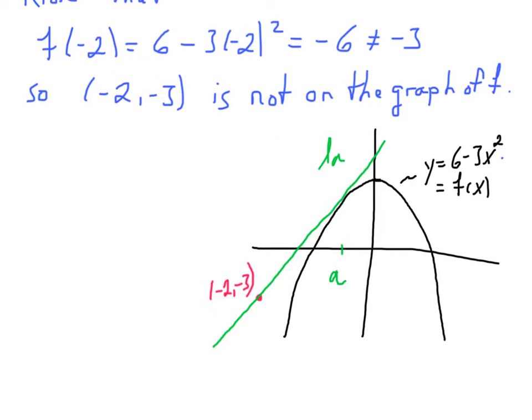Okay, well, what do we know about L sub a, this tangent line to y equals f of x at x equal to a? Well, we know in particular that it contains the point a, f of a, and it has slope equal to the derivative of f at a. So the slope of the tangent line to y equals f of x at x equal to a is f prime of a, the derivative of f at a.